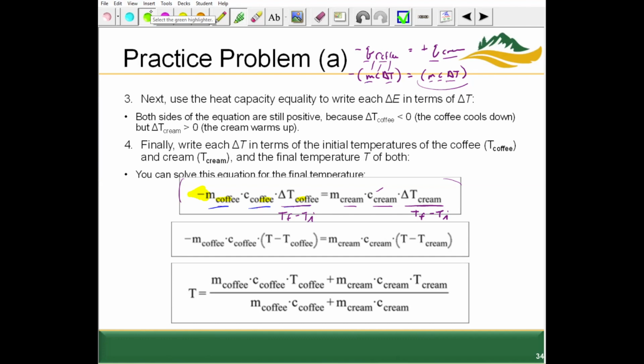To successfully solve this problem, T final of the coffee will equal T final of the cream. They're going to reach a thermal equilibrium and end up at the same temperature. So now, instead of thinking of this as T final of the coffee and T initial of the coffee, T final of the cream, and T initial of the cream, T final on both sides of the equation for the coffee and the cream are going to be the same. So this is just the same value here. We can denote as just T or TF.